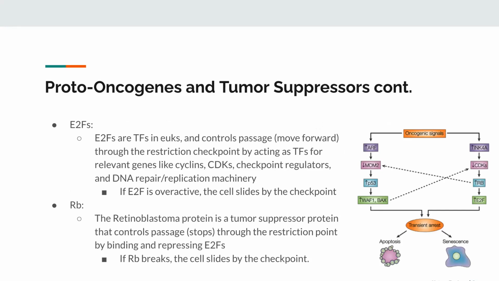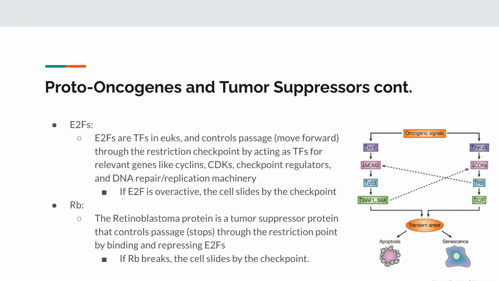So moving forward, I actually just mentioned E2F and RB. These are two other proto-oncogenes and tumor suppressors that you guys should know. E2Fs are transcription factors, kind of like P53. It's just that they're transcription factors for things that move forward in the cell cycle instead of things that stop the cell cycle. So E2F, like P53, is a transcription factor, but it has the opposite effect. They're transcription factors for the cyclins we were just talking about. So they increase the presence of certain cyclins, depending on where you are in the cell cycle. They'll increase CDK presence, they'll increase various checkpoint regulators, DNA replication machinery, DNA repair machinery, all that stuff that's necessary to push the cell forward and have it replicate.